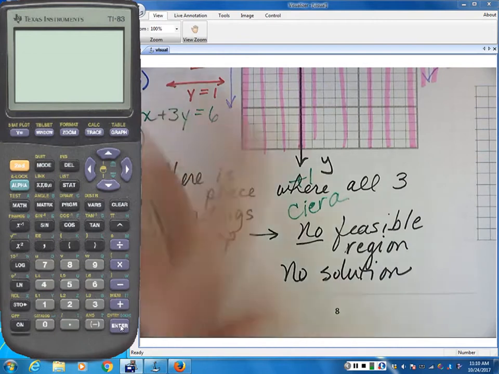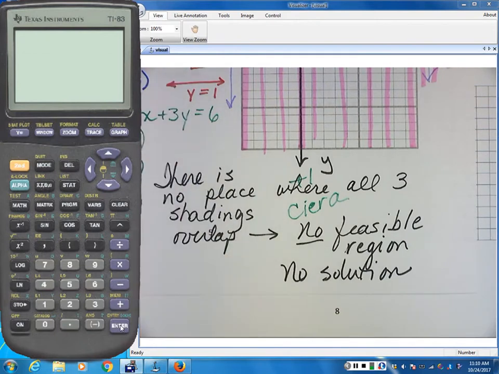So if this was the set of inequalities for a business, and they were trying to determine what kind of solutions were feasible for their system, they would see that they don't have any way to manufacture whatever it is they're trying to make because no values are in all three regions. Nothing can satisfy all the constraints.